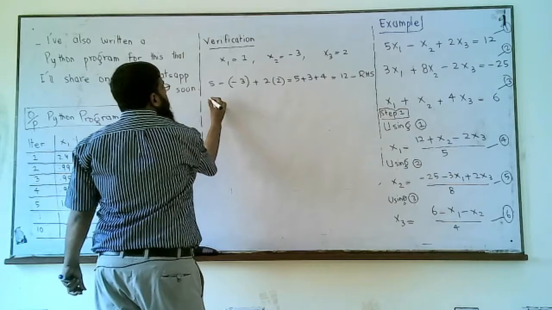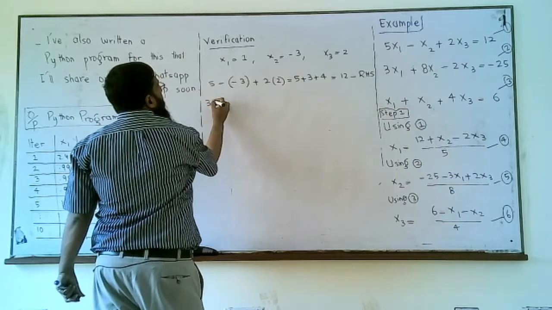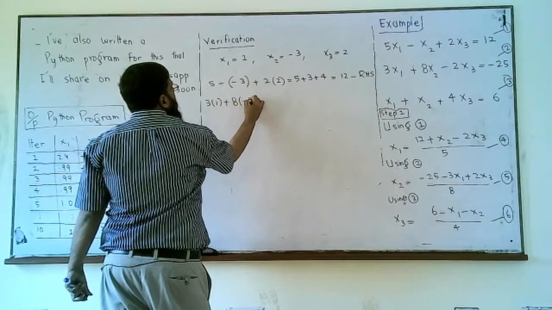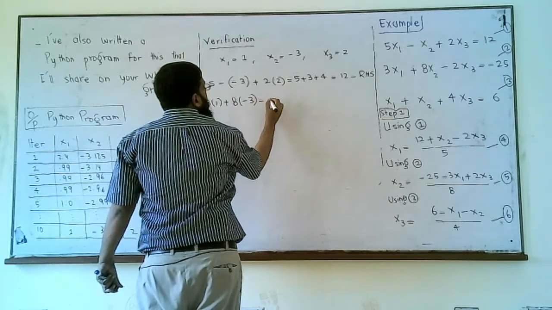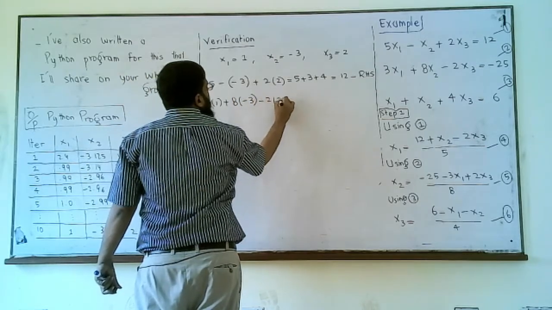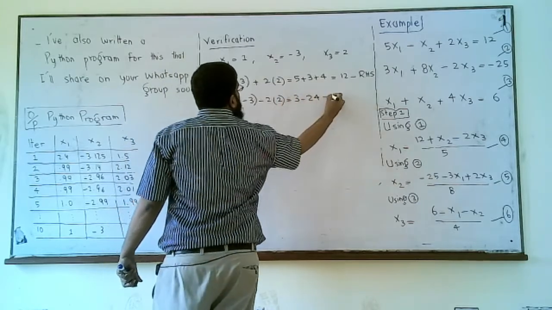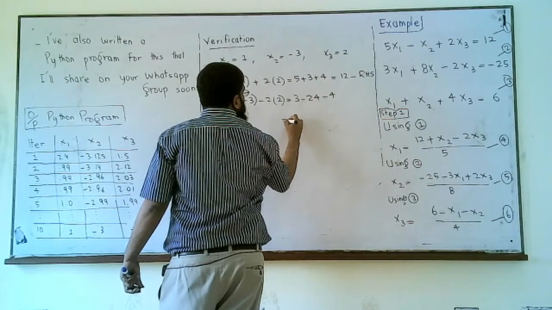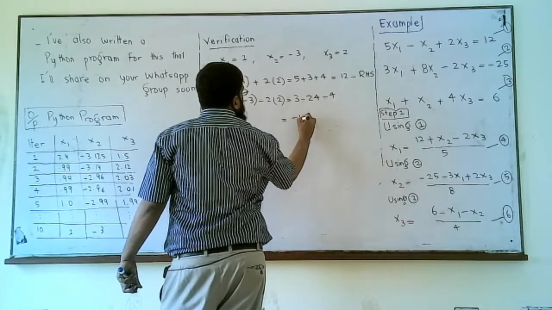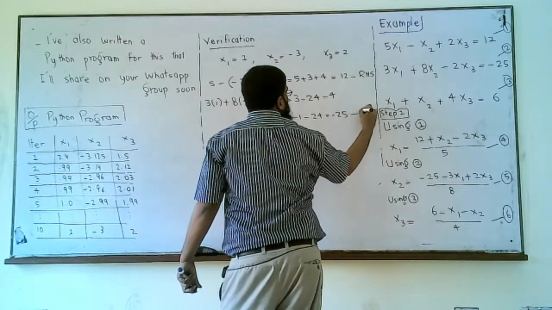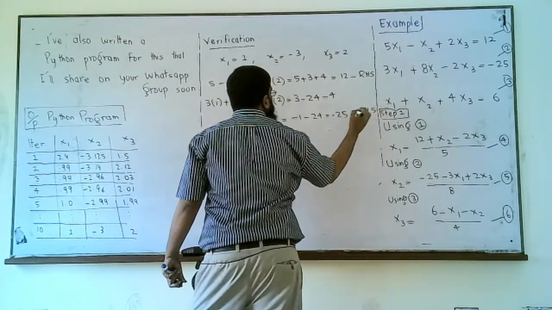And equation number 2, 3 times x1 is 1, plus 8 times x2, this is minus 3, minus 2 times x3, this is 3, minus 8 3s are 24, minus 4. So this is 3 minus 4 is minus 1, minus 24 is minus 25, that is equal to the right hand side of equation number 2.